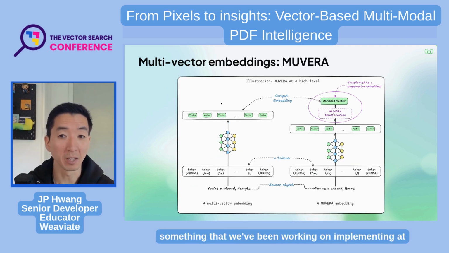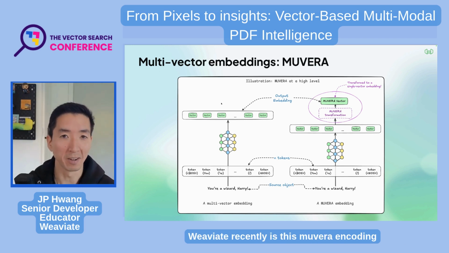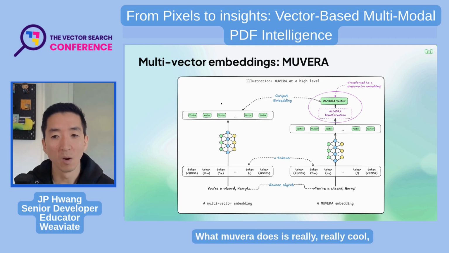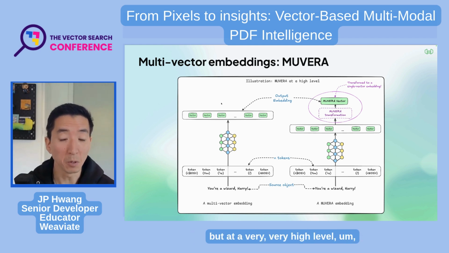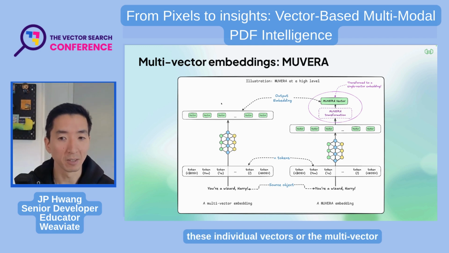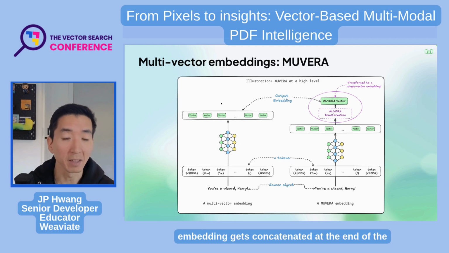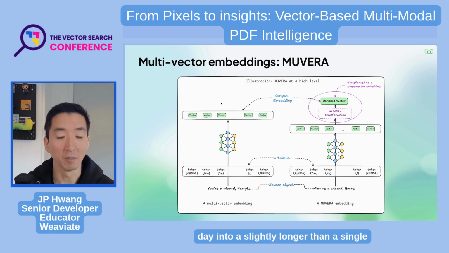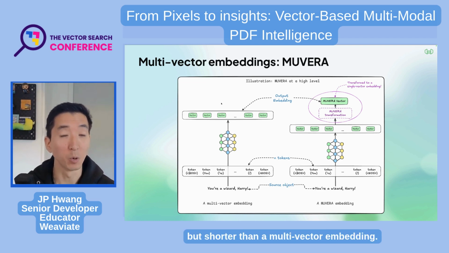Something that we've been working on implementing at Weaviate recently is this Muvera encoding technique. What Muvera does is really, really cool, but at a very, very high level, it applies a transformation so that these individual vectors or the multi-vector embedding gets concatenated at the end of the day into a slightly longer than a single vector embedding, but shorter than a multi-vector embedding.